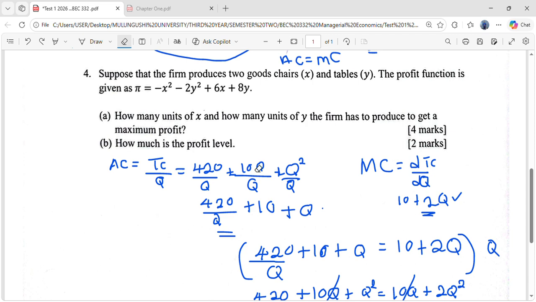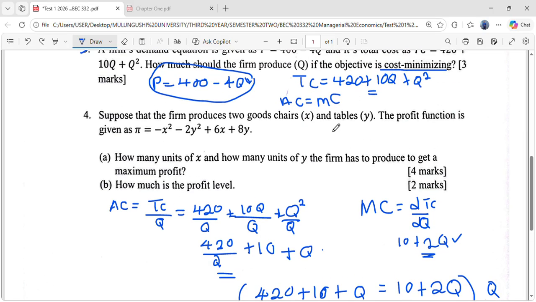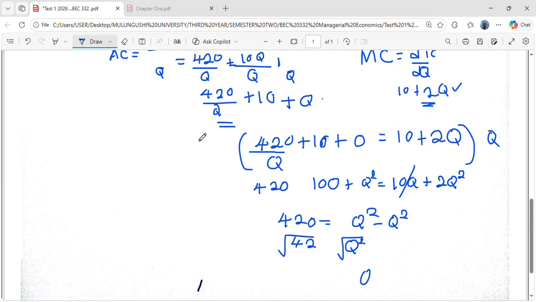Okay, so we go to number 4. Number 4 says: how many units of X and how many units of Y the firm has to produce to get maximum profit. Remember, this is the question. Suppose that the firm produces 2 goods, X and Y, X being chairs and Y being tables respectively. The profit function is given by that.